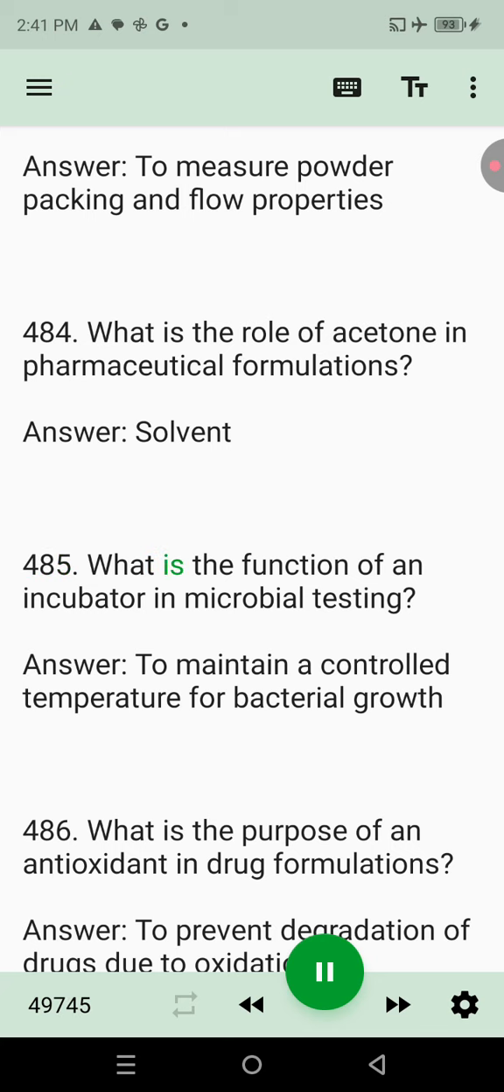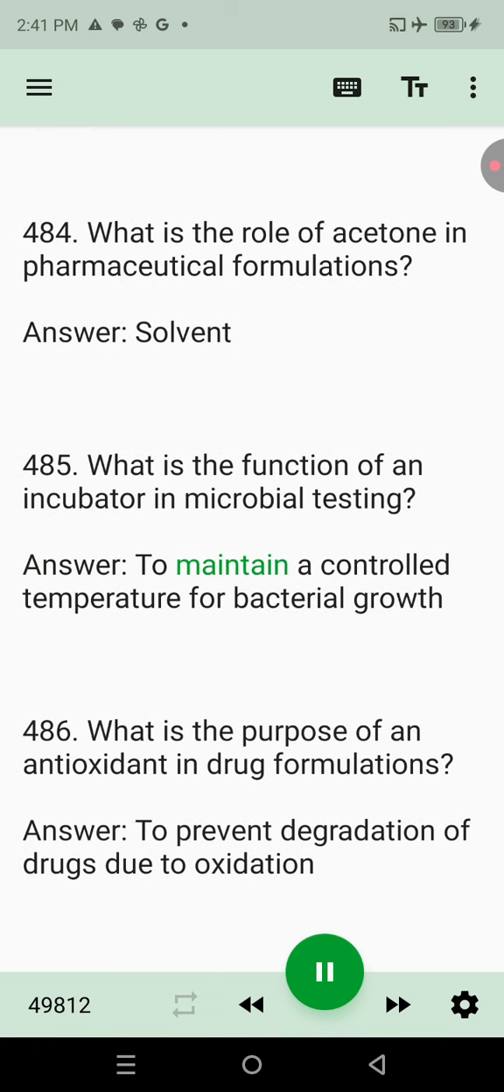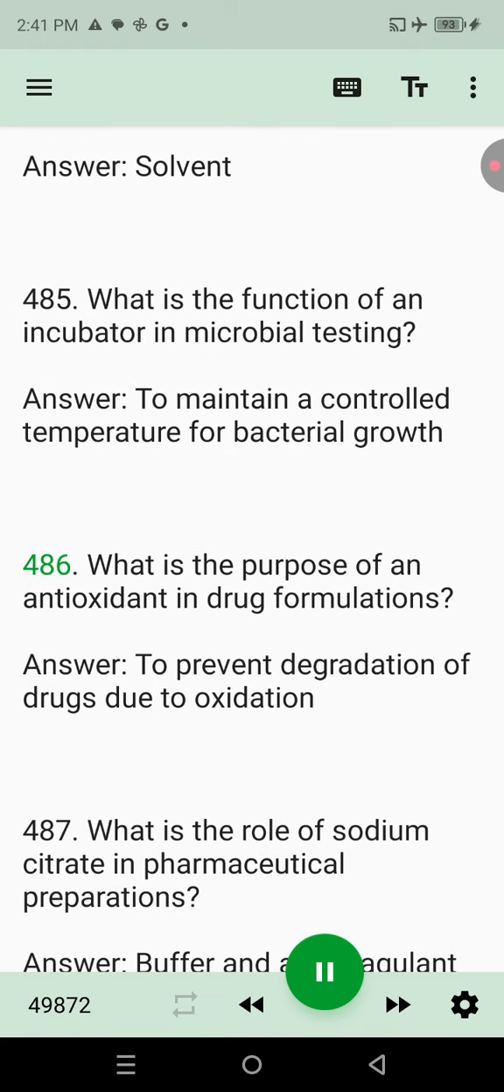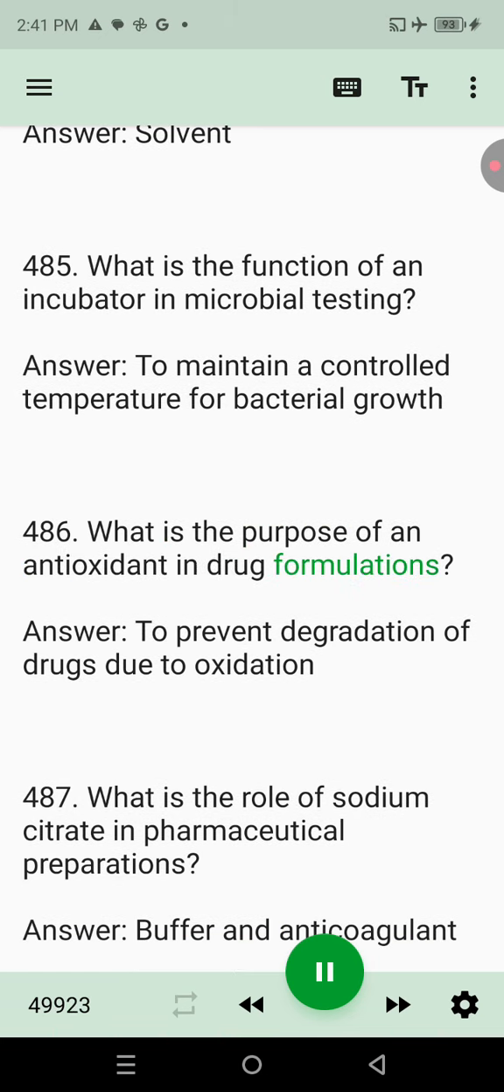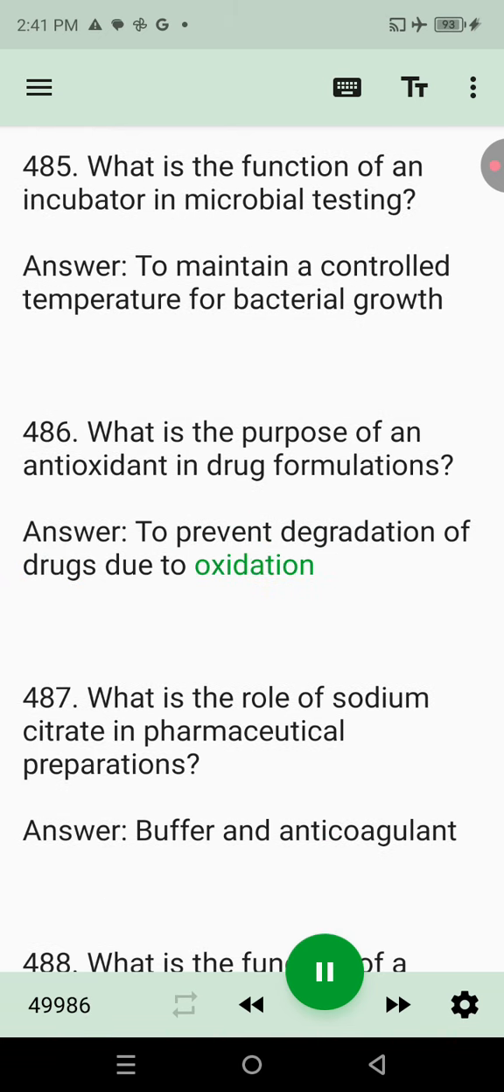485. What is the function of an incubator in microbial testing? Answer: to maintain a controlled temperature for bacterial growth. 486. What is the purpose of an antioxidant in drug formulations? Answer: to prevent degradation of drugs due to oxidation.